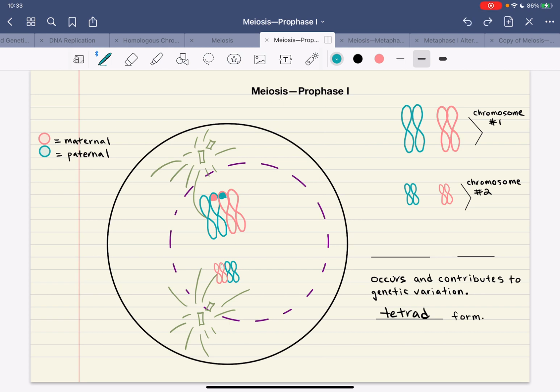Now actually I'm going to show it on the bottom just to highlight it. It can happen anywhere. But it does have to happen at least once per tetrad. So that's really cool.